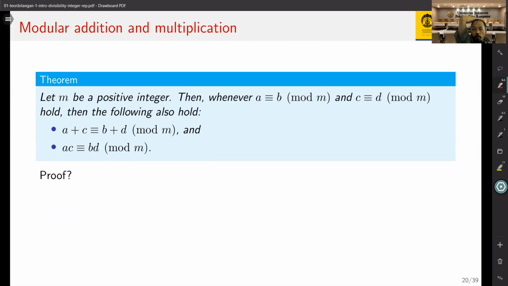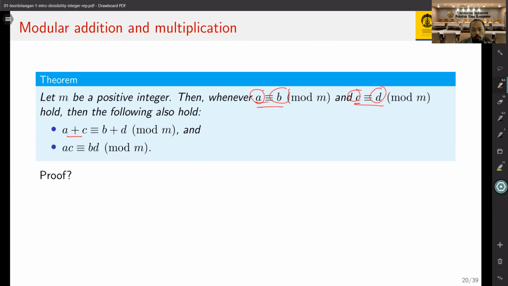With modular congruence, we could perform addition and multiplication. For example, if A is congruent to B modulo M and C is congruent to D modulo M, then it also holds that A plus C is congruent to B plus D. And of course, A times C is congruent to B times D, right? So the first one is pretty easy to show, right?